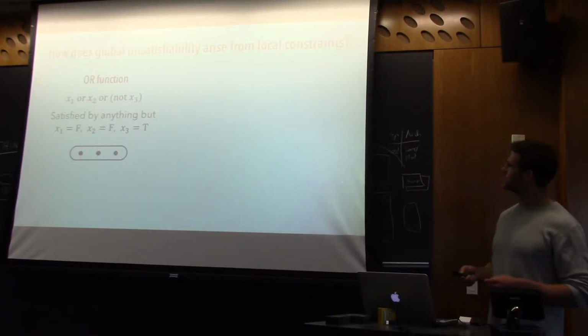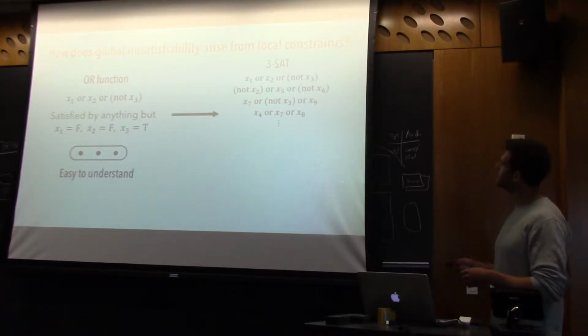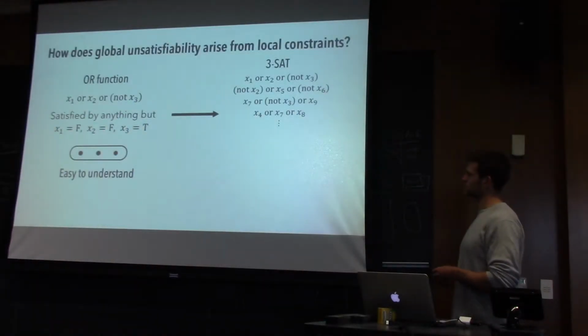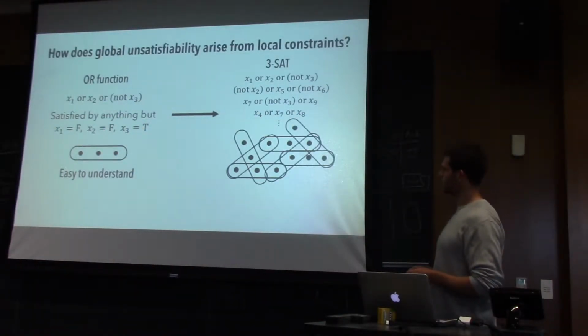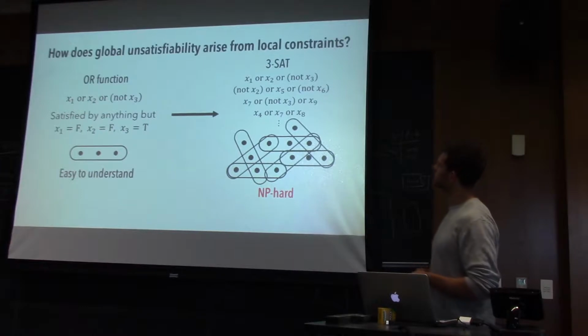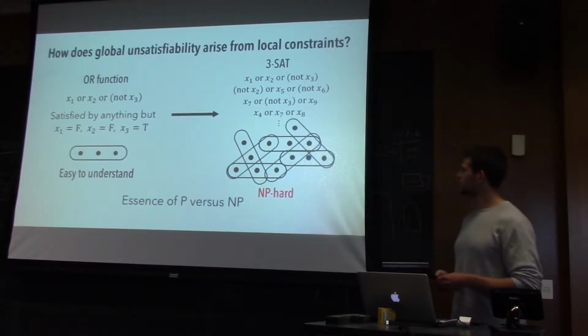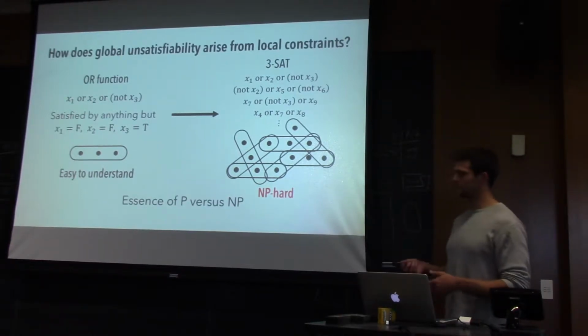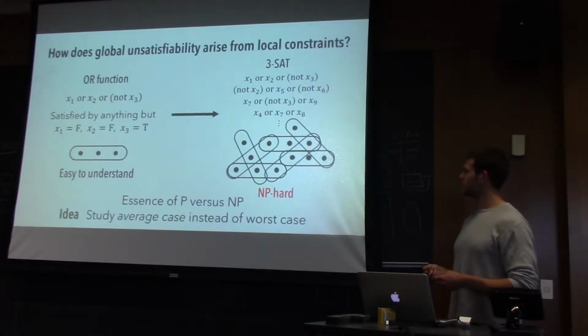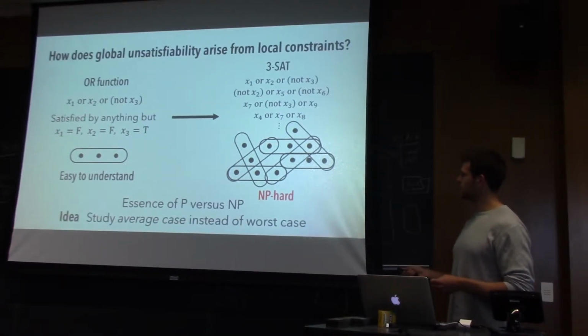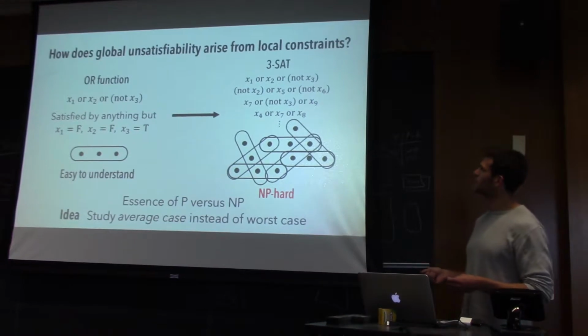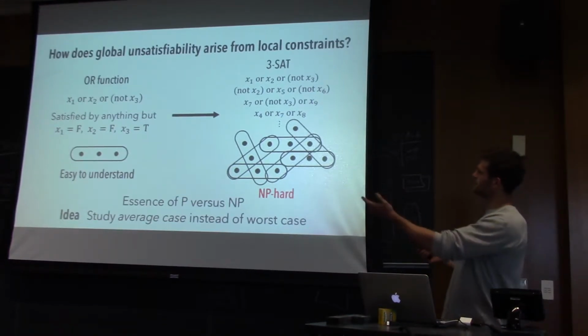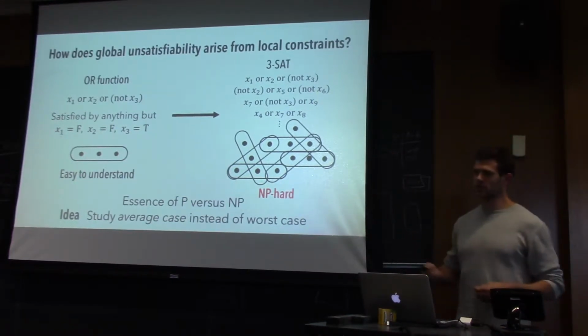Then if you take a bunch of these things, you get 3-SAT. And now you have a lot of these clauses that you want to satisfy. And now maybe combinatorially, things are a little more complicated. And dealing with this thing turns out to be NP-hard. If you could understand all this, you'd solve P versus NP. So we can't do that. So maybe we'll study average case instead of worst case to get a better handle on, when you take a bunch of these things, does it become unsatisfiable?